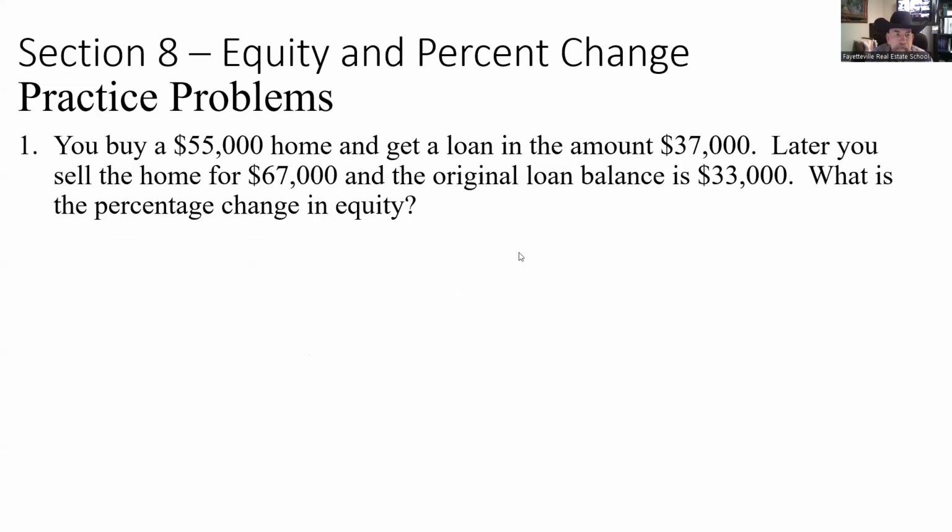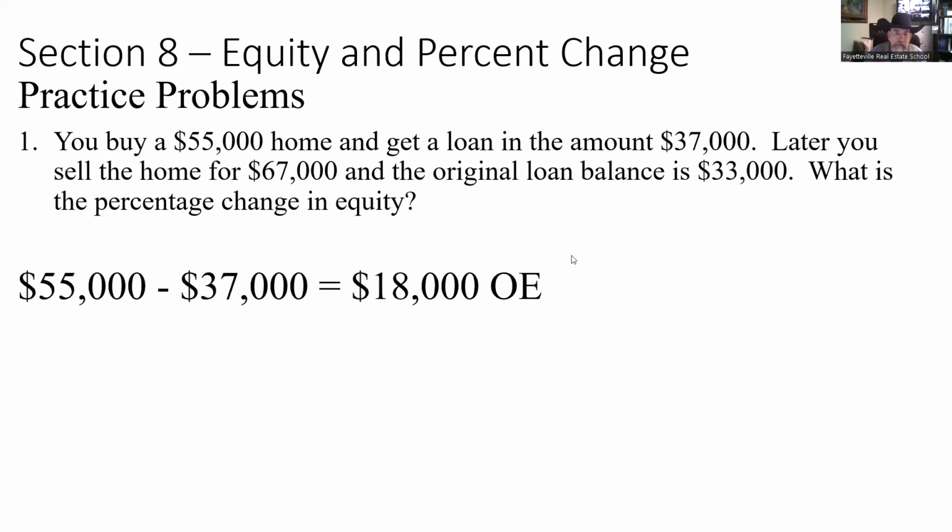All right. So here's a practice problem. You buy a house for $55,000. You get a loan of $37,000. You later sell the home for $67,000 with an original loan balance of $33,000. What is the percent change in equity? All right, so set it up with buy and sell. We bought it for $55,000. We subtract the $37,000. We sold the home for $67,000, subtract the $33,000. And now it's new minus the old divided by the old.